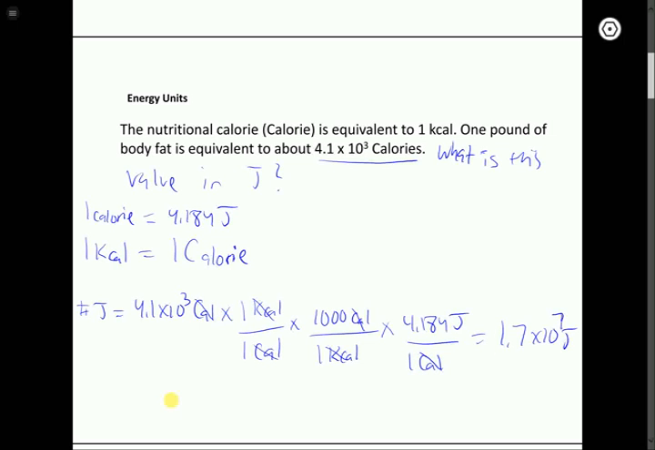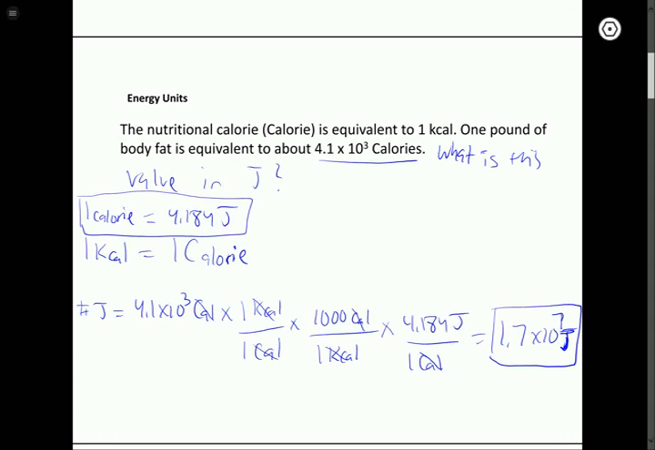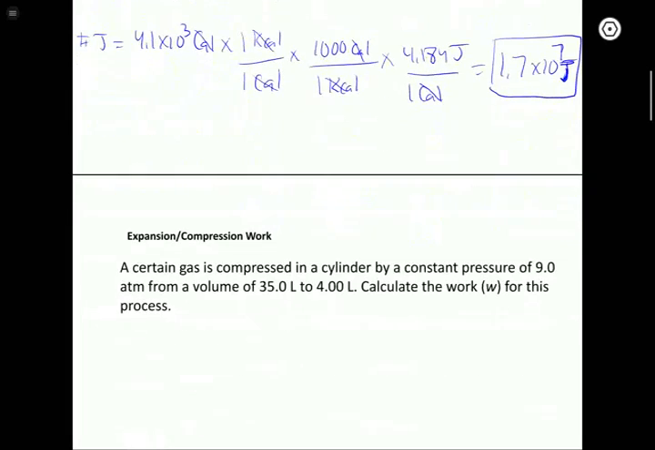Now this was a multiple choice question and none of the answers matched this. You would have wanted to pick none of the above for this one. Okay, but it's 1.7 times 10 to the 7, and that's the conversion we use. So the one that you should become familiar with, and we'll probably give it to you if you need it, but it's one you'll see sometimes, is this one here, calories into joules. Alright, so that takes care of that one.